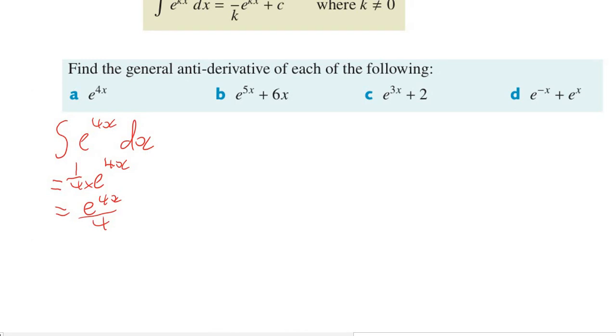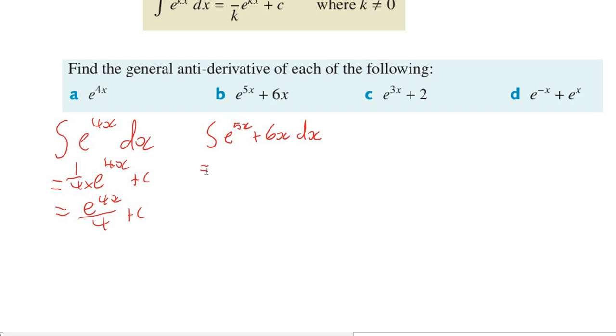Okay, let's have a look at b now. I have realized I forgot my plus c. Let's have a look at b. So we have the integral of e to the 5x plus 6x dx, and we want to integrate that.